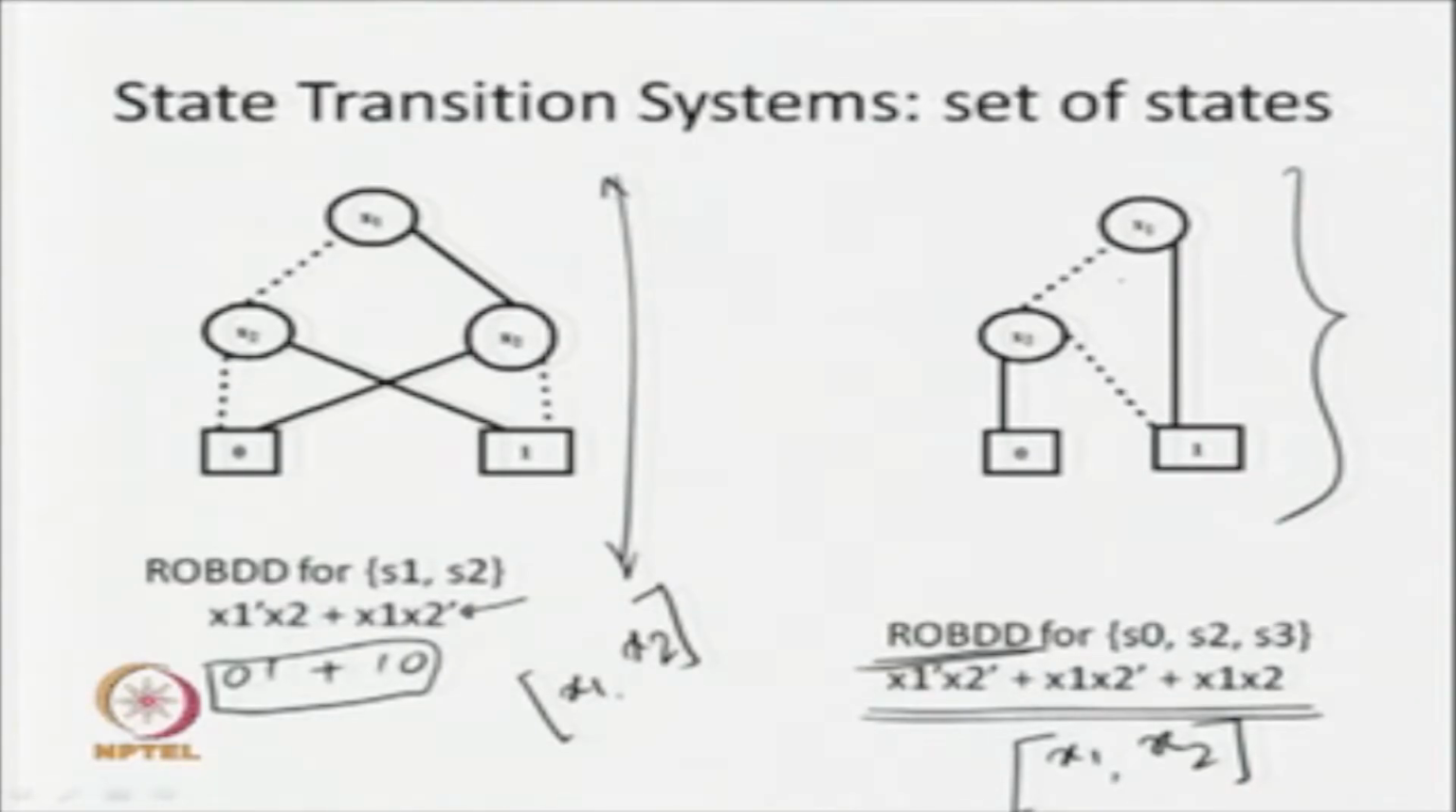So, like that, if we have a state transition system with several states, all those states can be represented with the help of an ROBDD, because those states can be represented with the help of a Boolean expression. Secondly, if you take any subset of those states, again we can write the Boolean expression for that subset, and this Boolean expression can be represented with the help of ROBDDs. So, we can now say that a set of states can be represented with the help of ROBDDs.